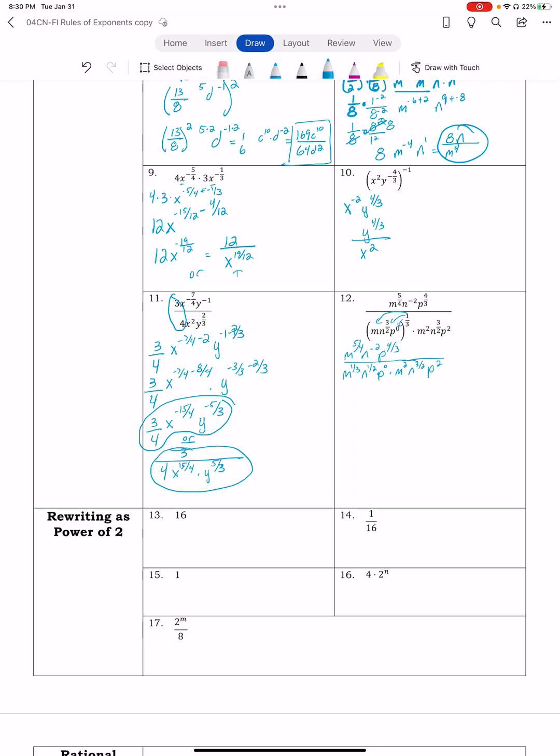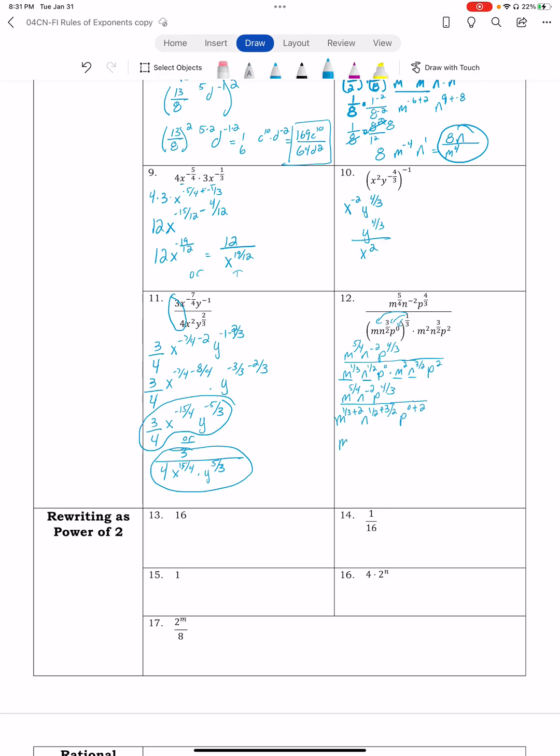Okie doke. So still have some stuff to simplify here. I leave my m to the 5/4, n to the negative 2nd, p to the 4/3. I know I can combine my m, so this is going to be m to the 1/3 plus 2. I have my n's here, n to the 1/2 plus 3/2. That's nice that it has that. And then I have p to the 0 plus 2.